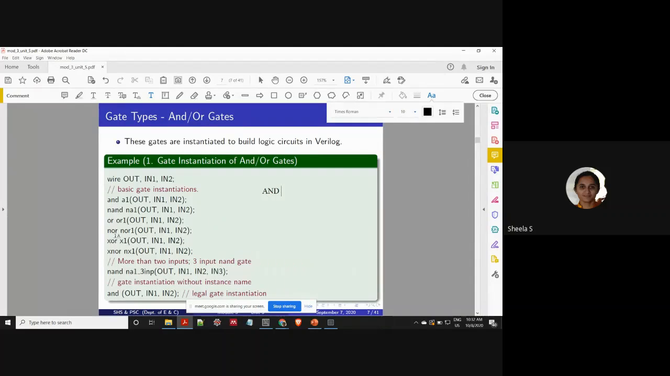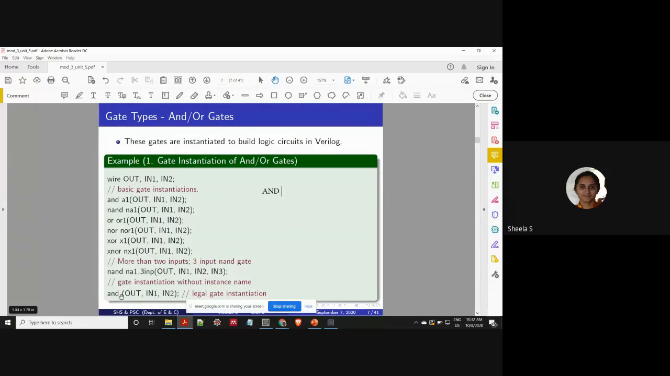And also one more thing, as I told, these gates are already available in the library, isn't it? That is why they are considered primitive gates. Whenever we are considering a primitive gate, if we want, we can write an instance name, or else we can avoid it. At the last example you can see I have not used an instance name. Since it is a primitive gate, it is not necessary to write the instance name. If we want, we can write it. That is also legal.